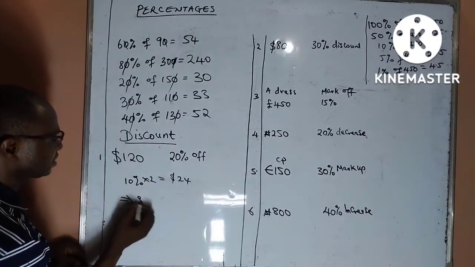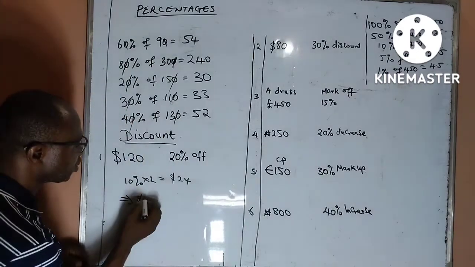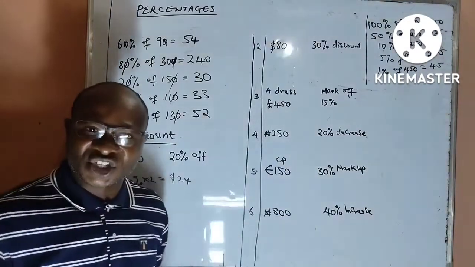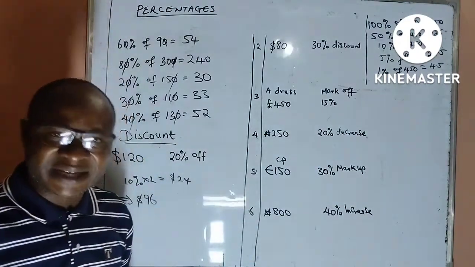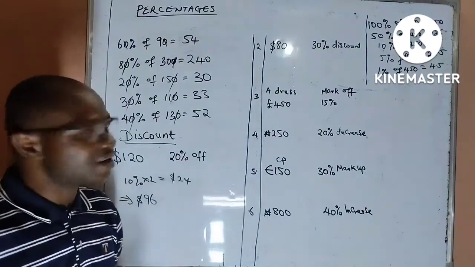And what does it mean? That the new price will now be 120 minus 24, which is going to give us $96. You can now take a decision whether to put it into your shopping cart or not, because you have known the actual price. Let's come to question number 2.